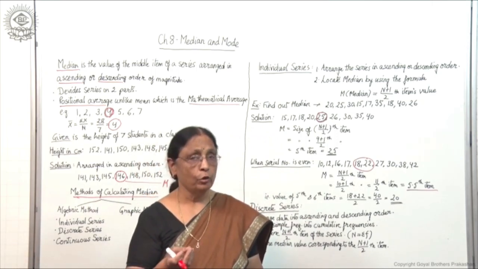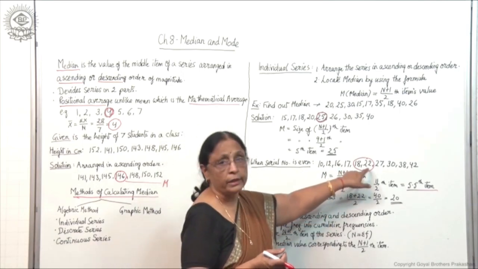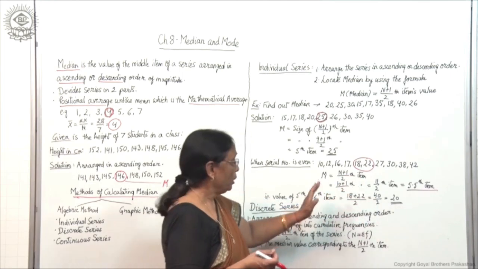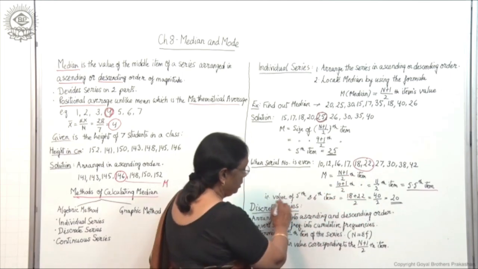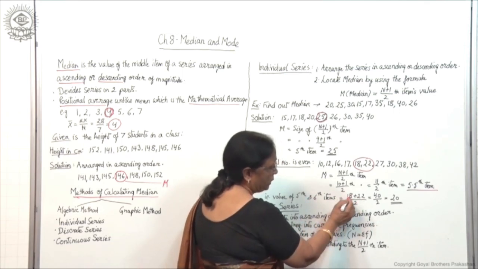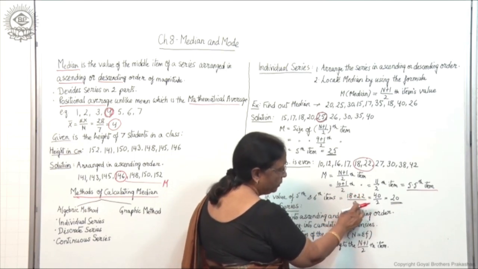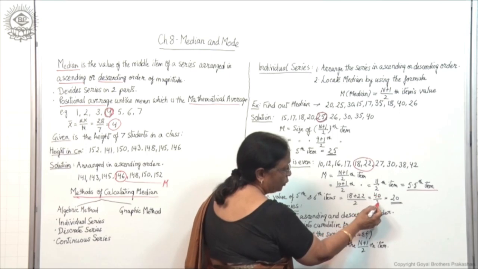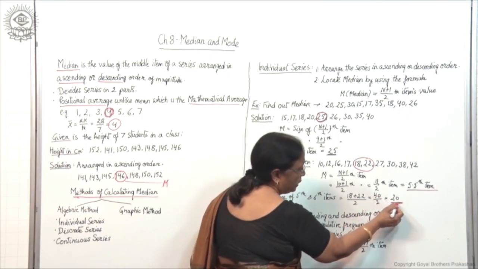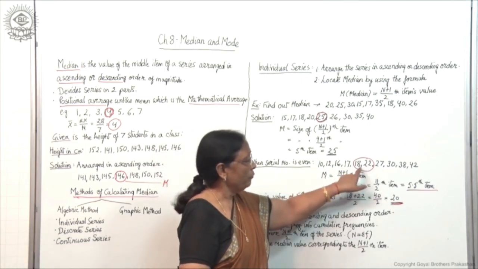But you have to find out what is the actual value. Because it is more than 18, it is less than 22. Now how to find it? M is equal to, now 5th and 6th item divided by 2. This is (18 plus 22) upon 2. This will give you 5.5th item, and this will be 40 upon 2, that is 20 is the median in this case, in between these two values.